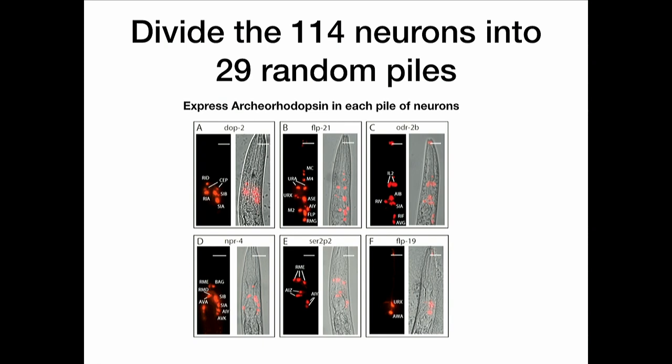Different animals are expressing this gene, where when you shine green light, those neurons are going to be shut down. Okay? And shining green light is like taking the coins and putting them on a weighing pan and weighing them. And I'll tell you what the weight is. So we have, I think, 29 such piles. Piles meaning a C. elegans strain with a particular set of neurons with this channel, where when you shine green light, you shut down only those neurons.